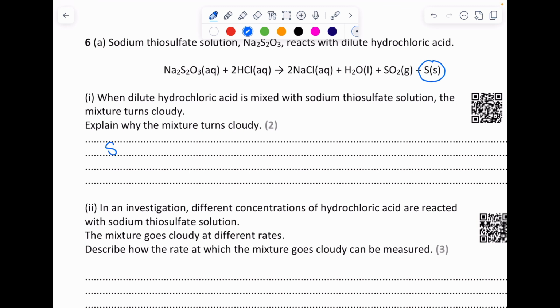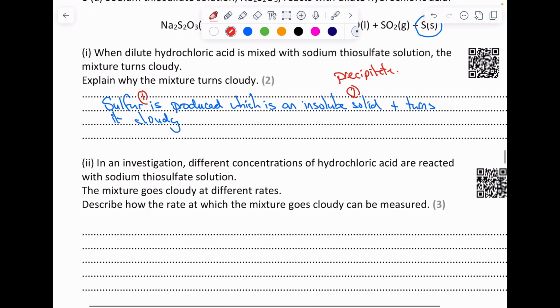So here we can say that sulfur is produced, which is an insoluble solid and turns it cloudy. You're going to get 1 mark for saying it's sulfur and 1 mark for saying it's an insoluble solid. You could also have said there that it's a precipitate, and that would have got the mark as well.